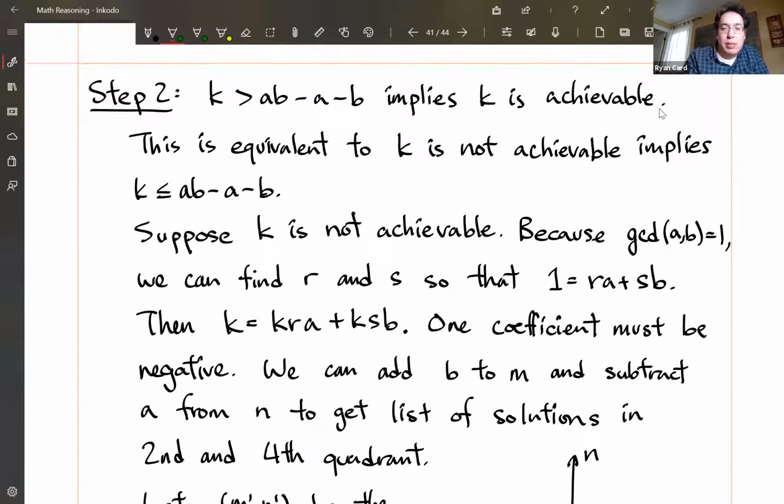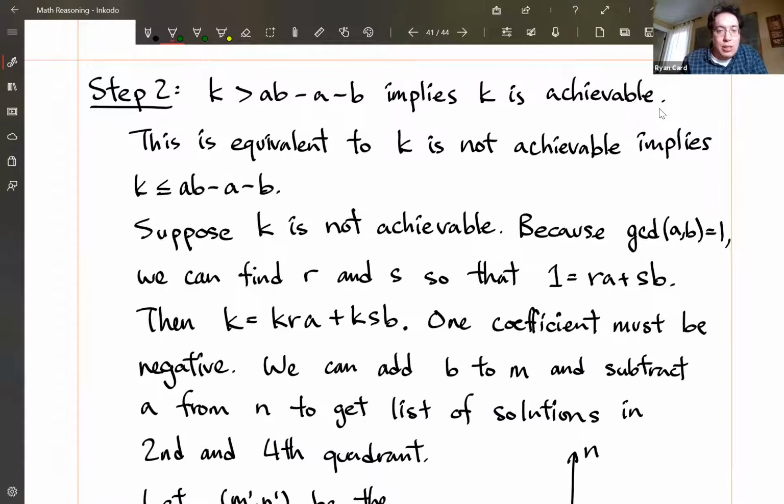Okay, so this is what we want to show. K greater than AB minus A minus B implies K is achievable. What we're actually going to prove is the contrapositive version of this statement.